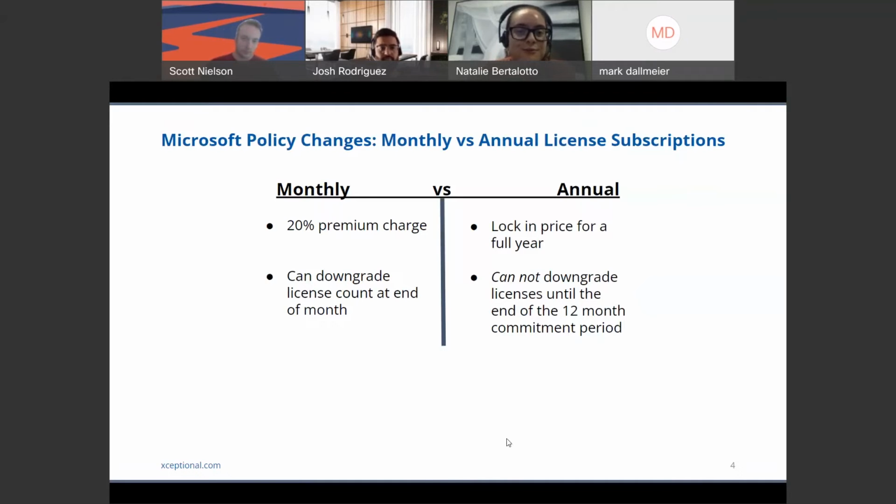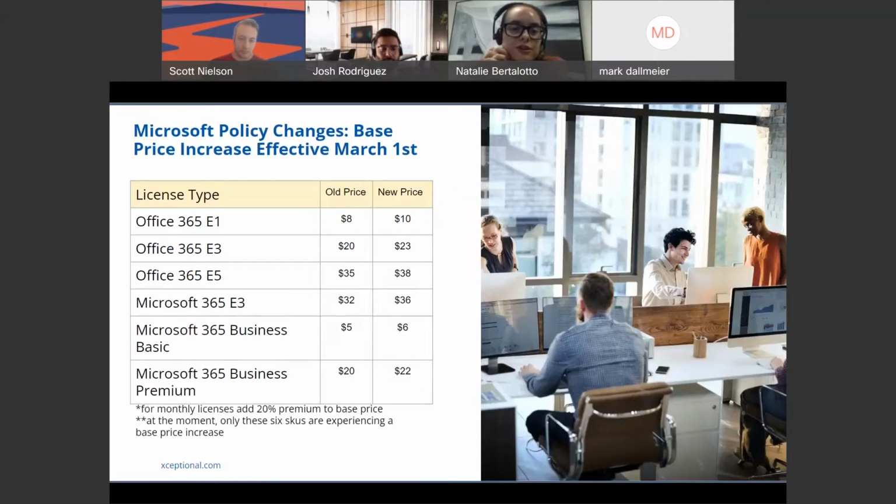Awesome. Well, that's pretty straightforward. We'll move on to the next slide, which I think Josh just touched on a little bit earlier. These 6 SKUs that you see here will have a base price increase of March 1st. We went ahead and listed the current price and then what the new price is. But keep in mind, for this new price, if you're doing a monthly license, you still have to add in that 20% premium. And Josh and Scott can confirm this, but as of right now, as of February 10th, 2022, these are the only 6 SKUs that are experiencing a base price increase. So who knows where we'll be 6 months down the line if Microsoft is going to decide to increase the base price of their other licenses as well. Right. And the thing to keep in mind too is this base price is going to be March 1st, and then that 20% premium for monthly SKUs is going to go into effect in July.